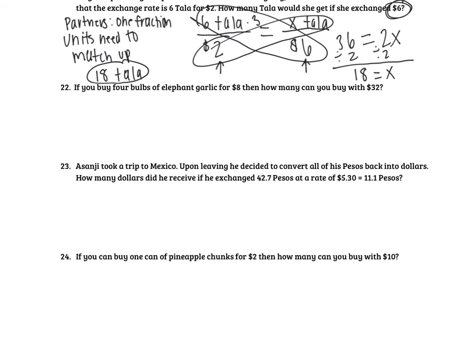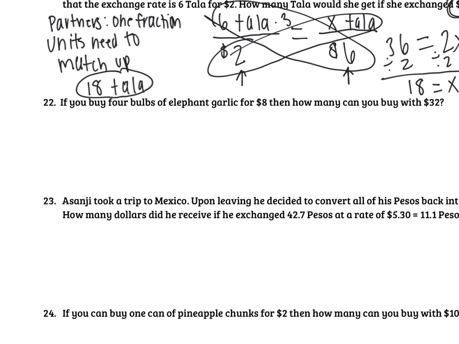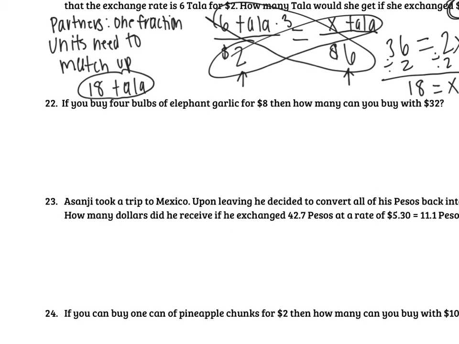Okay, so I'm also going to do number 2, and then I will have you guys do the last 2 on here. All right, this one says, if you buy 4 bulbs of elephant garlic, okay? I'm going to start off just writing 4 bulbs of garlic. Okay, I bought that for $8. So that means 4 and $8 are partners. They are equal. 4 bulbs of garlic equals $8. So they're going to go in the same fraction. And then it says, how many can I buy with $32?